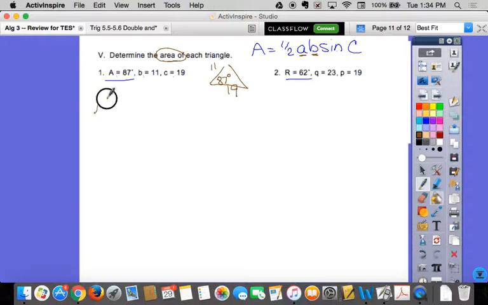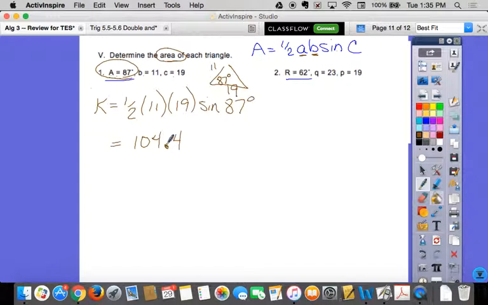So K is what's used to denote the area here because angle, capital A, already has a job. It's representing angle A. So we're going to put in our two sides, 11 and 19, and we're going to do sine of 87. When you type all of that in, it just goes straight to your answer. If you want to round that, you're more than welcome.